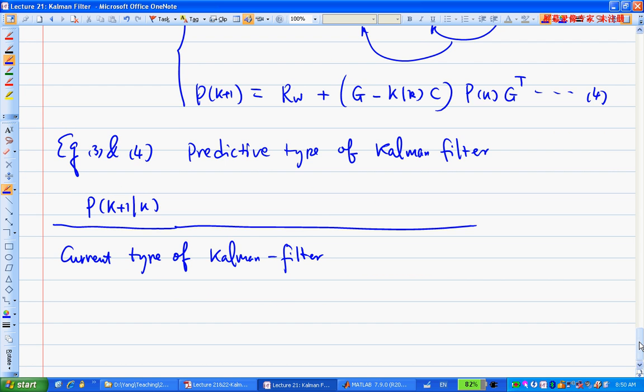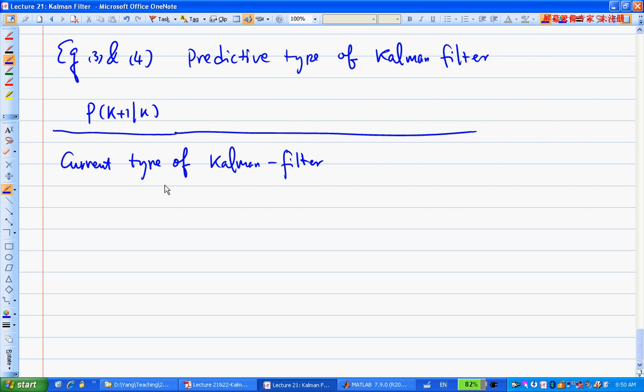Current type of Kalman filter. I'll just put down the formulation now, but without doing all the partial derivatives anymore. Same system, right? And same objective. You want to minimize the covariance matrix. Now the observer you designed is in this format: x hat k plus 1 given k equals G x hat k plus H u of k. So this is called a predictive estimate. This is k plus 1 given k. This is the predictive estimate here.